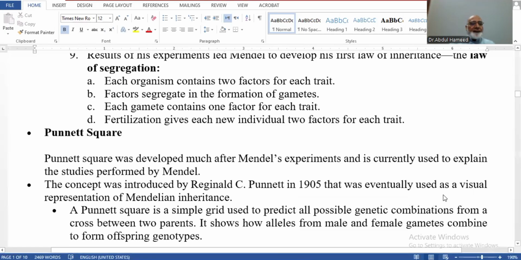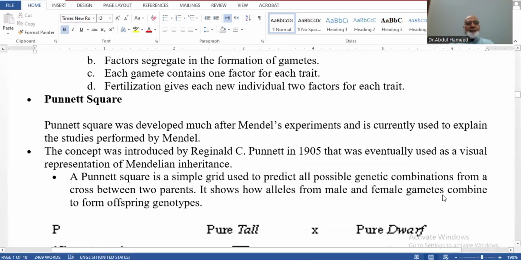So what is Punnett square? Punnett square was developed much after Mendel's experiment and is currently being used to explain the studies performed by Mendel. The concept was introduced by R.C. Punnett in 1905 and was eventually used as a visual representation of Mendelian inheritance, meaning classical genetics. A Punnett square is a simple grid used to predict all possible genetic combinations from a cross between two parents. It shows how alleles from male and female gametes combine to produce offsprings having a genotype.